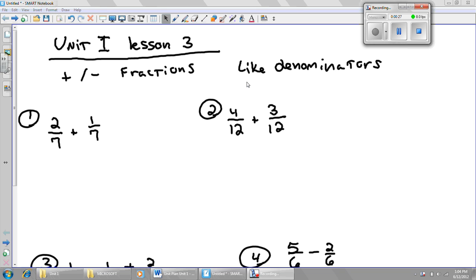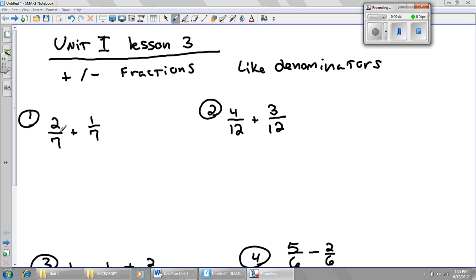All right, the first thing I want to emphasize here is when we're adding fractions, we must have like denominators, okay? The denominators must be the same. The denominator is the downstairs of the fraction. If you have like denominators, adding these is simple. All we're going to do is count.